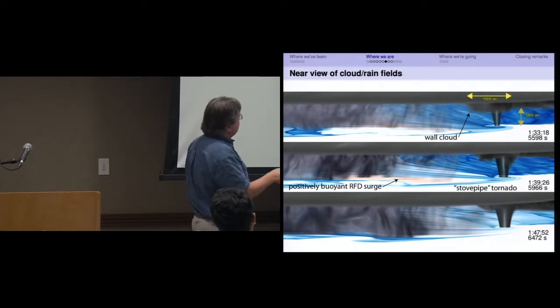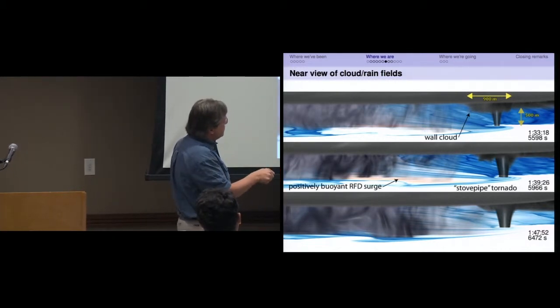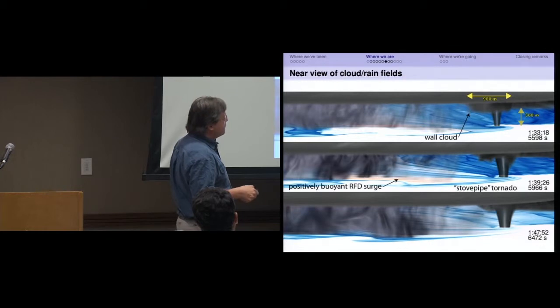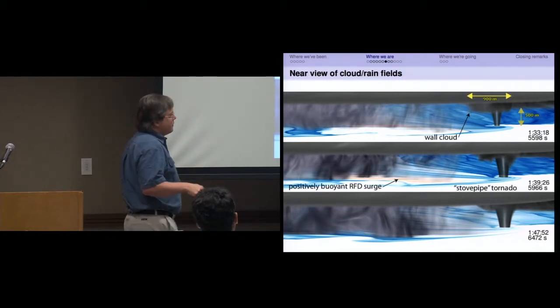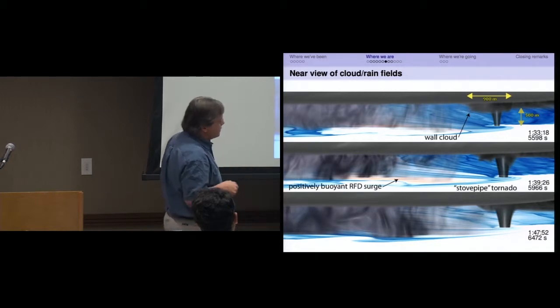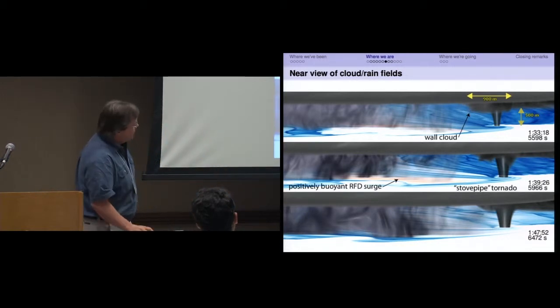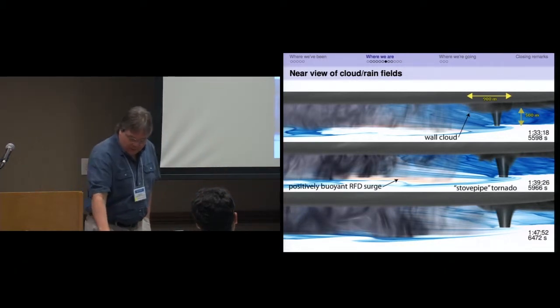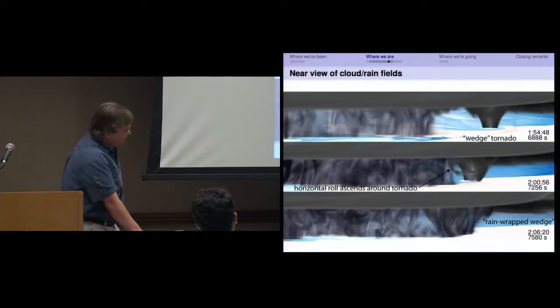We see features that are positively buoyant RFD surges, rear flank downdraft surges. Not all the downdrafts that occur over here are cold from evaporation. There seem to be other things going on, maybe due to compressing the environment. Some of this air is warm. This is something that's also been observed when people go out and chase storms, and so on and so forth. This storm just keeps going.